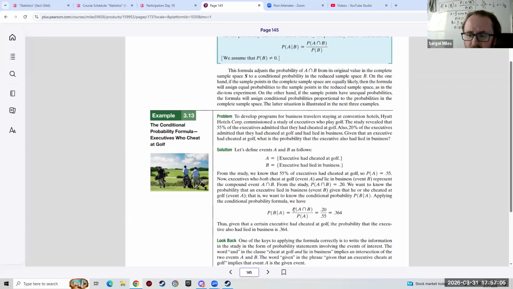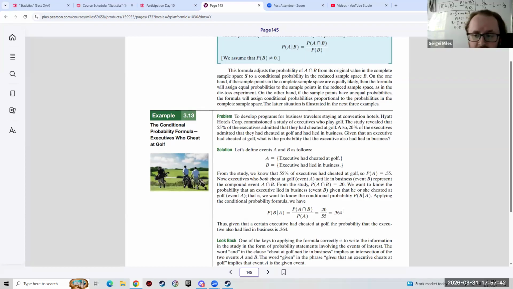Well, we calculate here, same formula, same calculation. The probability of their intersection, that's both, is 0.2, 20%. And I'm dividing by the conditional information. So here, A is the conditional, and so that is in the denominator. So out of the probability that they cheat in golf, I see them cheat in golf, but now I want to know, well, because I know that they cheated while playing golf, what's the likelihood that they also lie in business? 0.2 divided by 0.55, we see now this probability is 0.364.